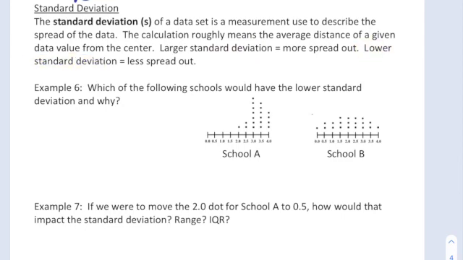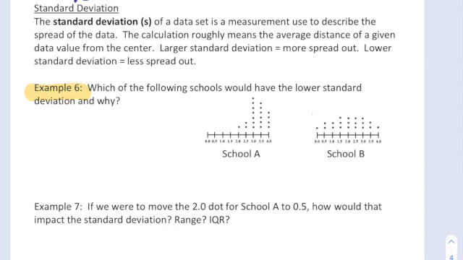In example 6, we're going to look at a statistical graph called a dot plot. For this problem, we're comparing two schools, school A and school B. And for each data value within the school, we've put a dot representing that data value. So you can see that there's one student with a 2.0 GPA, two students with a 2.0 GPA, four students with a 4.0 GPA, and the pattern follows: however many dots are above a number is how many data values fall in that range.